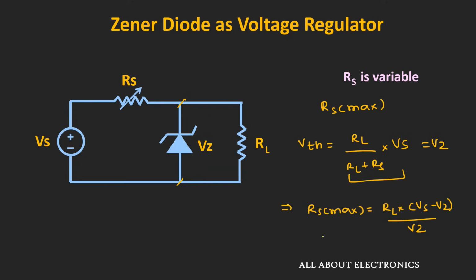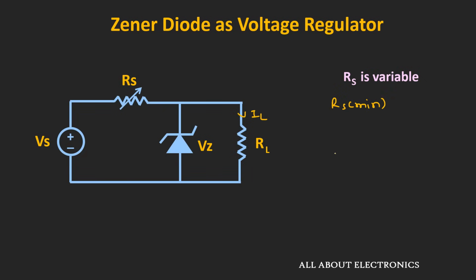So this will be the maximum value of the series resistor. Similarly, now let us find out the minimum value. Now here, as the value of load resistor RL is fixed, so the load current IL will also remain fixed, and this load current IL will be equal to Vz divided by RL. Now here this source current Is can be given as Vs minus Vz divided by Rs.